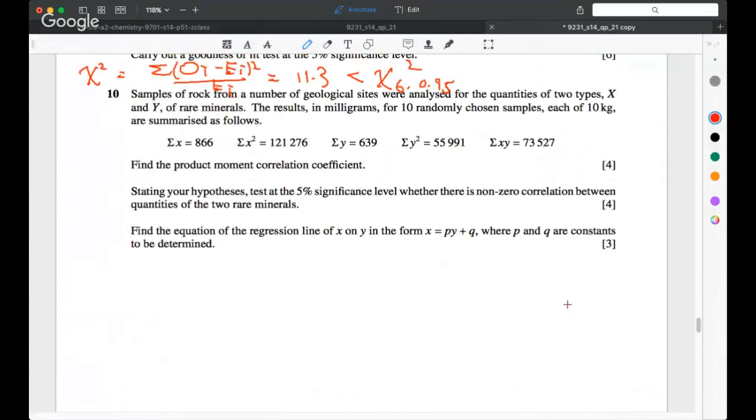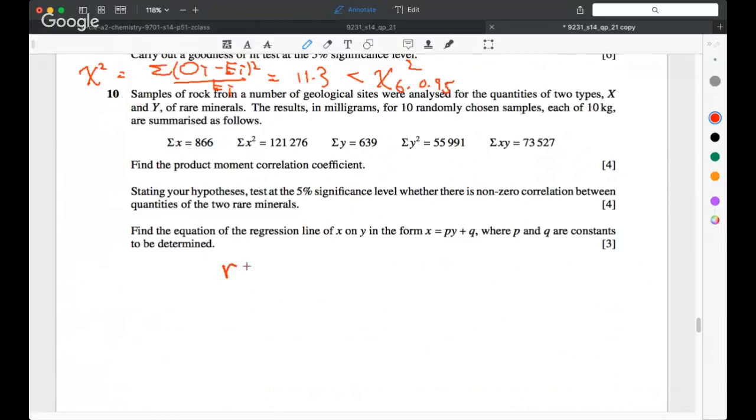Question 10. Samples of rock from a number of geological sites were analyzed for the quantities of two types, X and Y, of rare minerals. The results in milligrams for 10 randomly chosen samples, each of 10 kilograms, are summarized as follows. Find the product moment correlation coefficient.